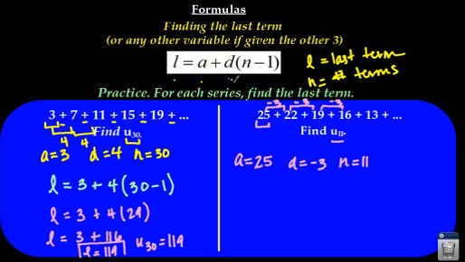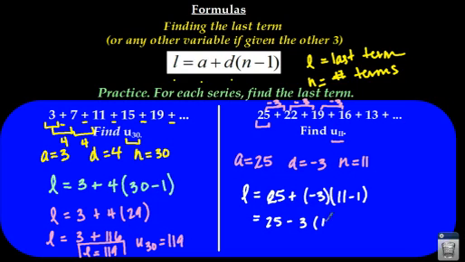L equals A plus D times quantity N minus 1. We don't know L. So we're going to say A, which is 25, plus our D, which is negative 3, times N, which is 11, minus 1. So this ends up equaling 25 minus 3 times 10. If I put this into my calculator, I end up with negative 5. So my last term has a value of negative 5, and we could rewrite this as U sub 11 equals negative 5. So that's how you find the last term.